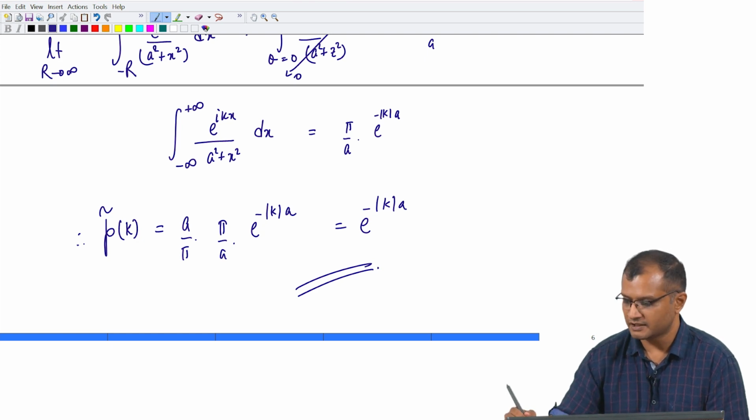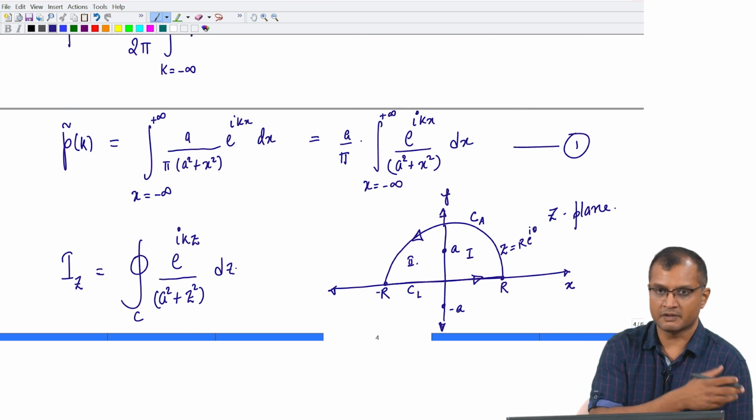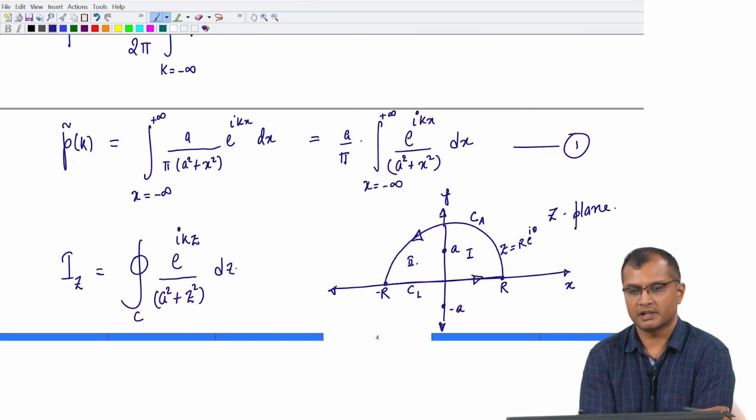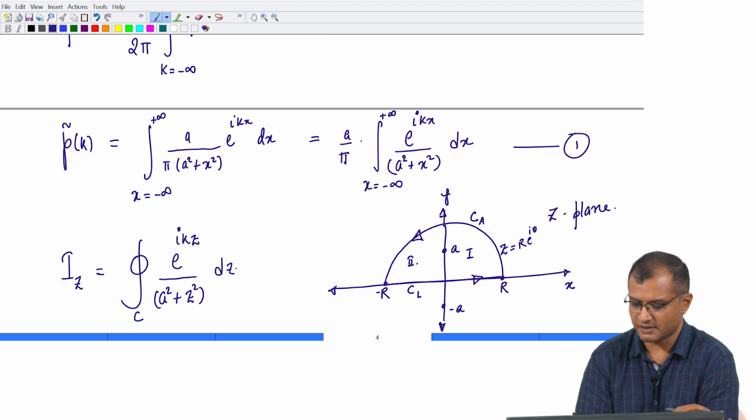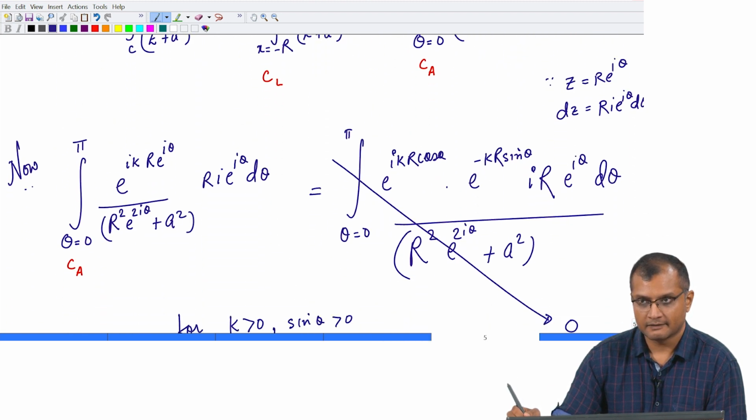Okay. You could have taken the bottom circular contour also, but that would have given you an integration from infinity to minus infinity with a negative sign. So, it gives you the same answer whatever contour you take, fine.